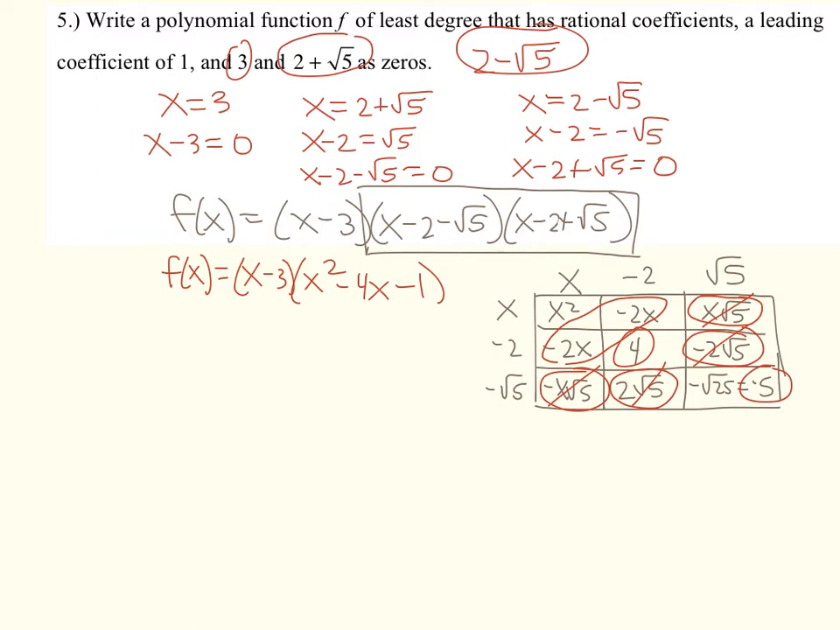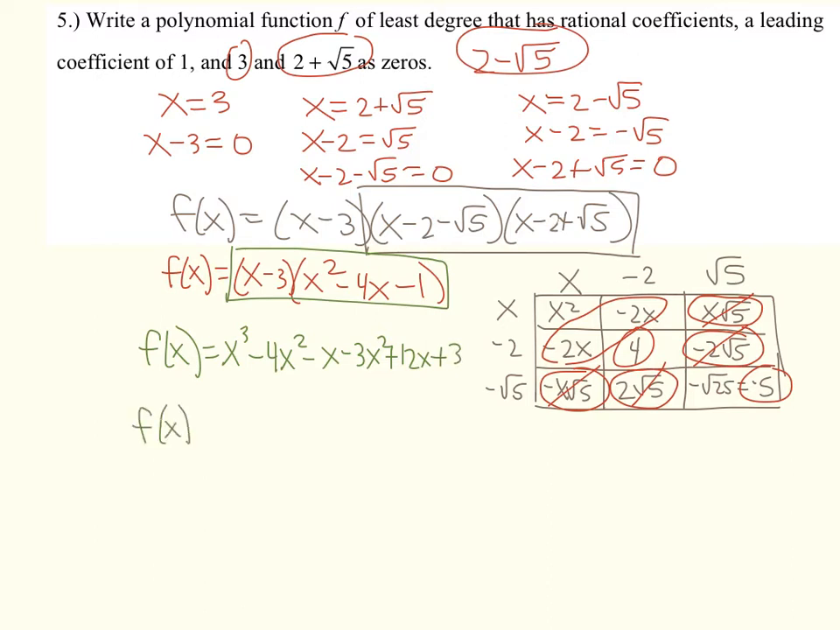So now I'm going to multiply these. This time I'll use the distributive property. So x times x squared is x cubed, x times negative 4x is negative 4x squared, x times negative 1 is negative x, negative 3 times x squared is negative 3x squared, negative 3 times negative 4x is positive 12x, negative 3 times negative 1 is 3. So we combine like terms: x cubed minus 7x squared plus 11x plus 3.